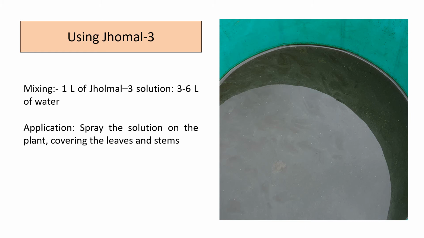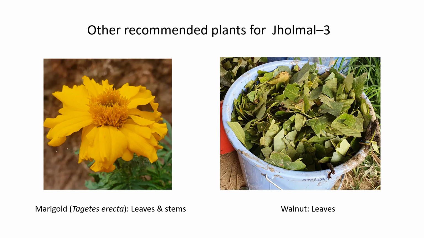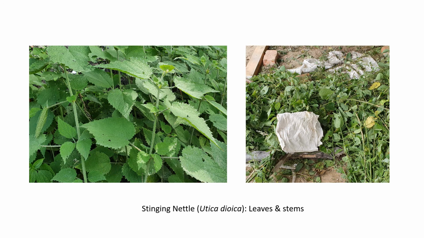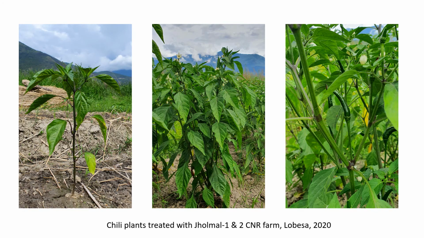While applying, spray the diluted solution on the plant, covering the leaves and stems well. It has biopesticide effects. Therefore, it works as an insecticide and repellent. These are few of the pictures of tomato plants treated with Jholmal 2 and 3. These are the pictures of chili plants treated with Jholmal 1 and 2.